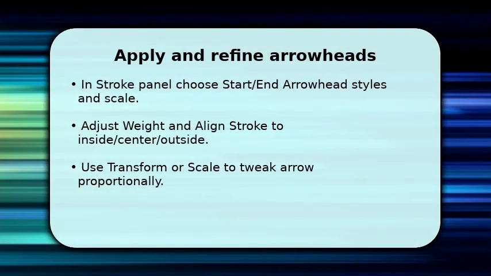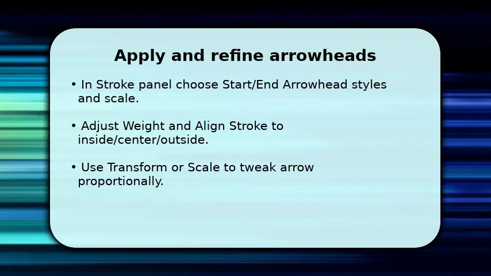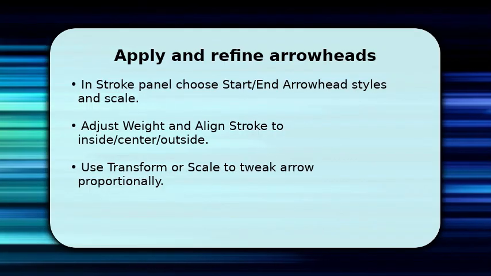Once the line is selected, open the stroke panel and choose an arrowhead for the start or end. This is where shape options and scale live. You can scale arrowheads independently or use the stroke weight to maintain proportionality. Scale values above 100% enlarge the head.